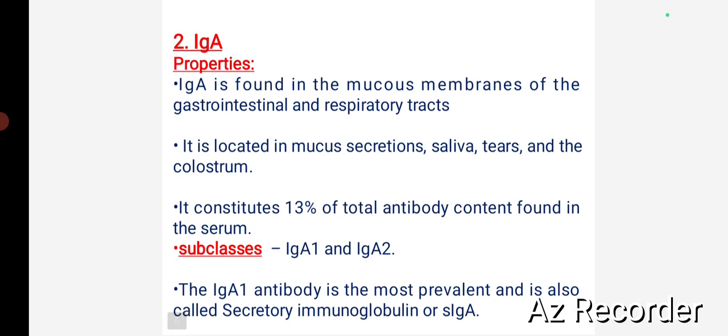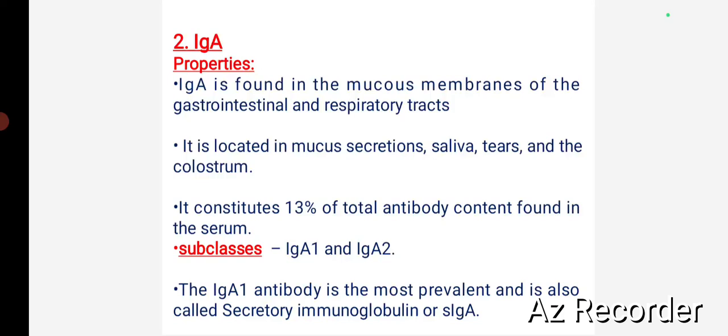Next, move on to type 2, immunoglobulin A. Properties of immunoglobulin A. Immunoglobulin A is found in the mucous membrane of the gastrointestinal and also respiratory tracts. It is located in mucous secretion, saliva, tears and colostrum. It constitutes 13% of total antibody content found in serum.